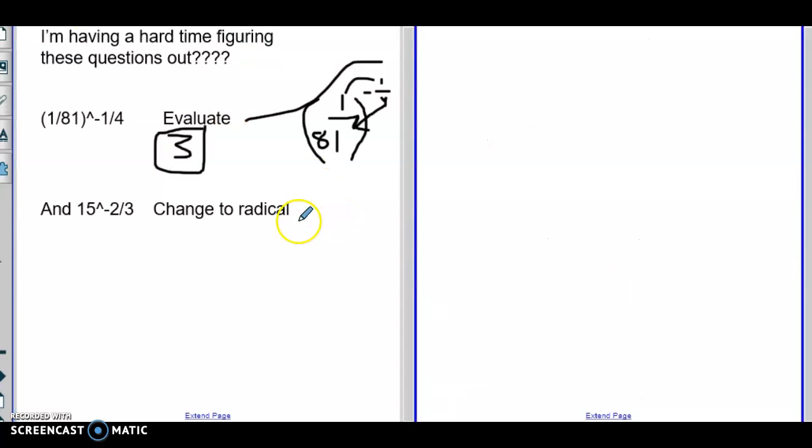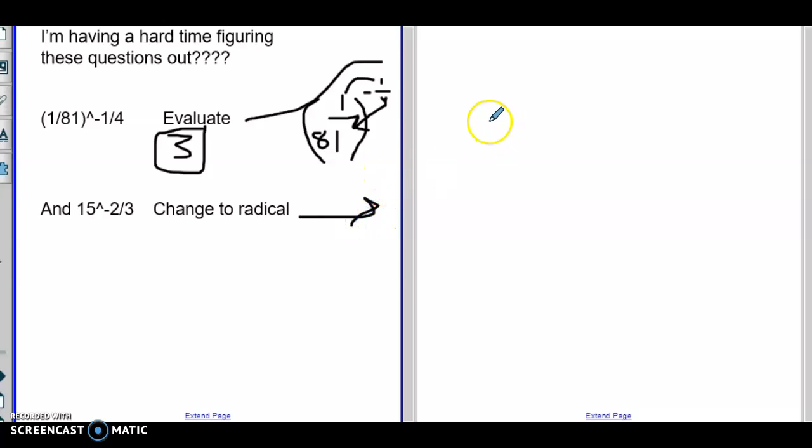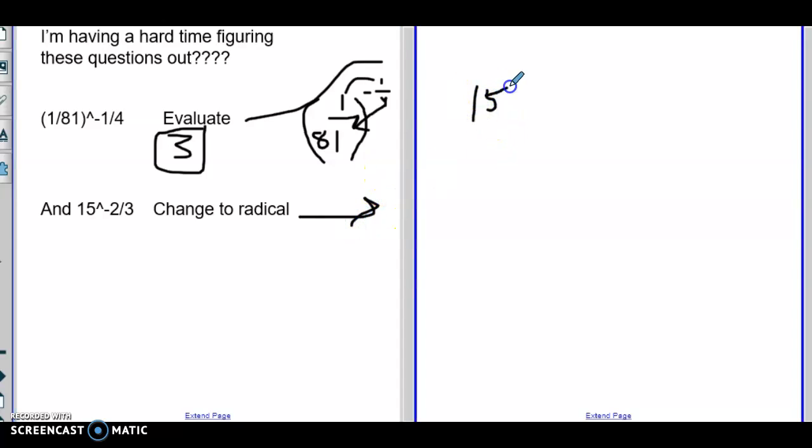So now let's do this one. Change this to a radical. Same idea. So 15 to the negative 1/3. It would then become 1 over 15 to the 2/3. Sorry.